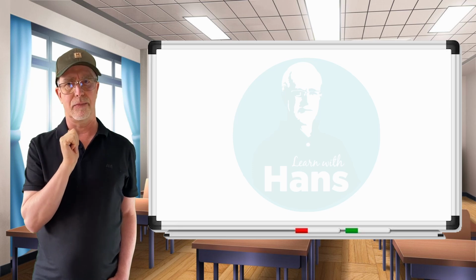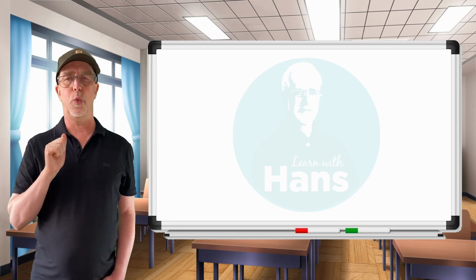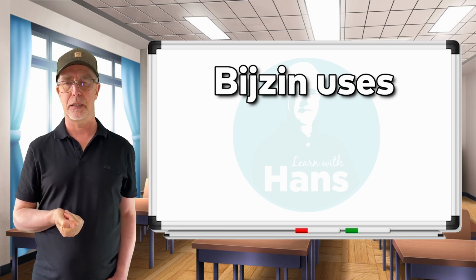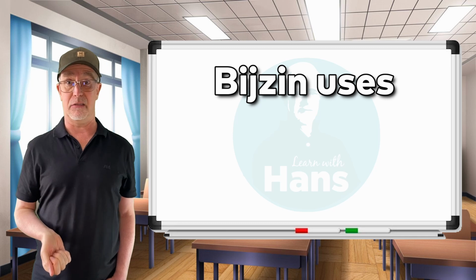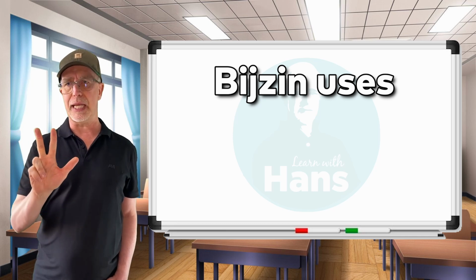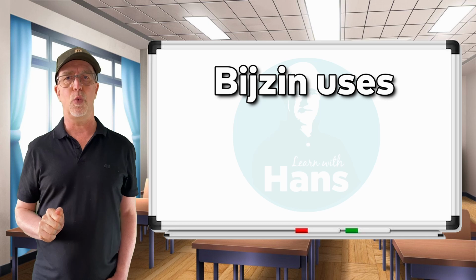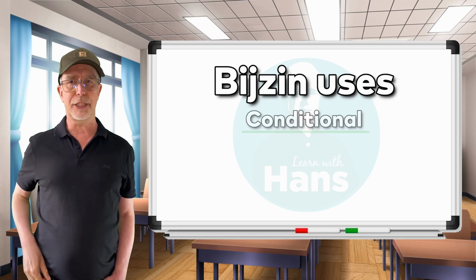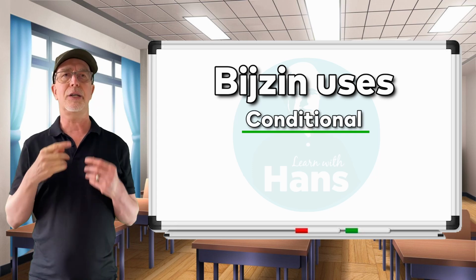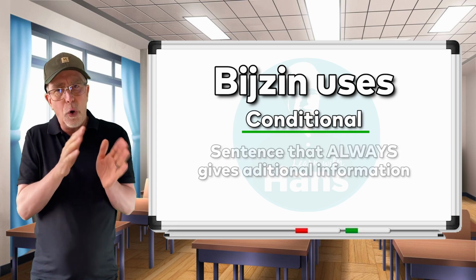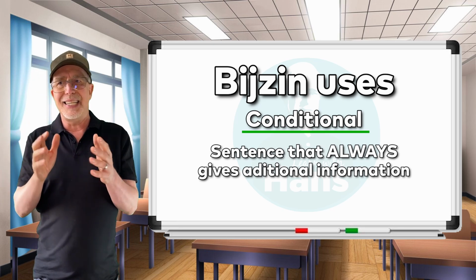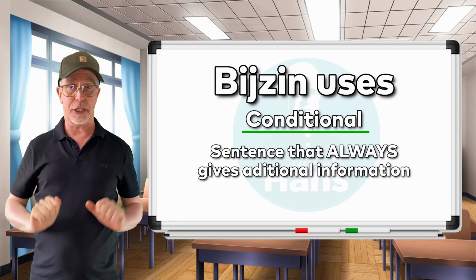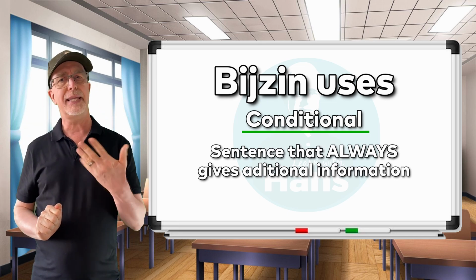Let me explain. So, when do we use this treacherous structure, bijzin? Well, in many occasions. But I will give you three examples of when we use it most. Number one, conditional sentences. A conditional sentence is always a sentence that you add to a main idea. It gives additional information. Take a look.